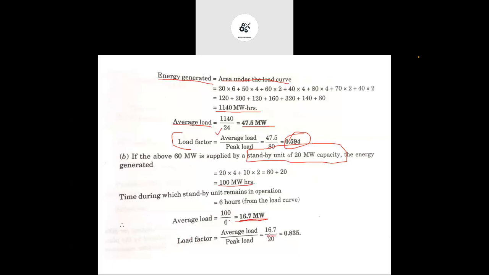Now it is for 6 hours, right? Because this particular standby unit is only working for 6 hours. So whenever we calculate the average load, we have to divide this total energy by the 6 hours. Okay, and it will give you the average load. So the load factor for the standby unit is average load divided by peak load. Peak load we already know, that is the maximum 20 megawatt that will be generated by this particular standby unit, so it will be 16.7 divided by 20, and the final load factor for the standby unit is 0.835.